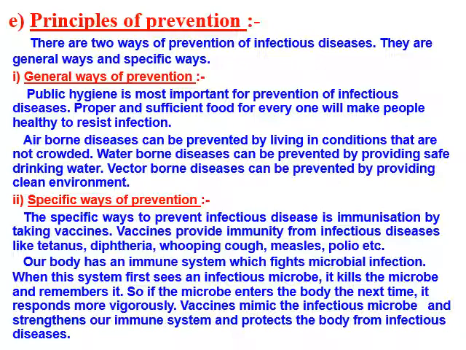Our body has an immune system which fights microbial infection. When this system first sees an infectious microbe, it kills the microbe and remembers it. So if the microbe enters the body the next time, it responds more vigorously. Vaccines mimic the infectious microbe and strengthen our immune system and protect the body from infectious disease. So what is the principle behind a vaccine? Vaccines are actually infectious microbes only, the organisms which cause the infection, but in an inactive form.